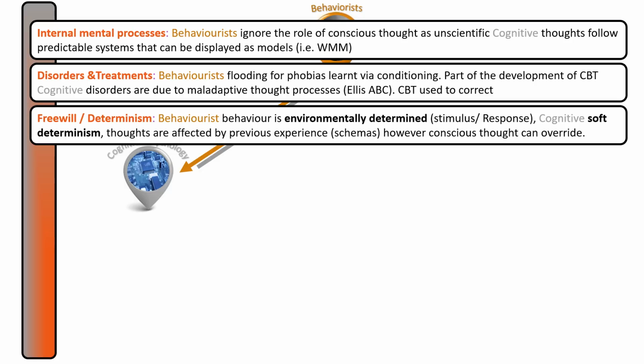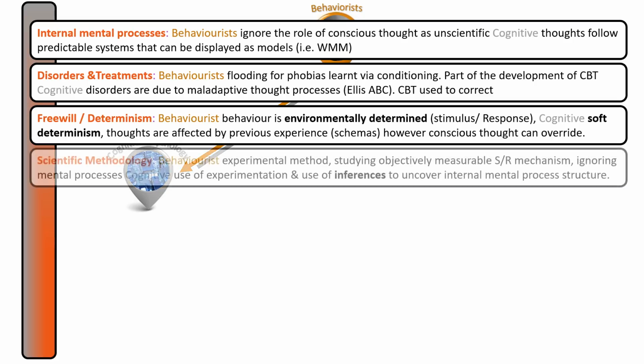When it comes to scientific methodology, behaviourists use the experimental method, do large pieces of research studying objectively measurable stimulus-response mechanisms. There's an argument that they're very scientific because they ignore unobservable internal mental processes. Cognitive psychologists also use experimentation. Once they get results from these experiments, they use inferences to uncover what they think is the internal mental process behind the behaviour. It could be argued, though, that these inferences are unscientific. Maybe the cognitive psychologists go beyond the evidence.